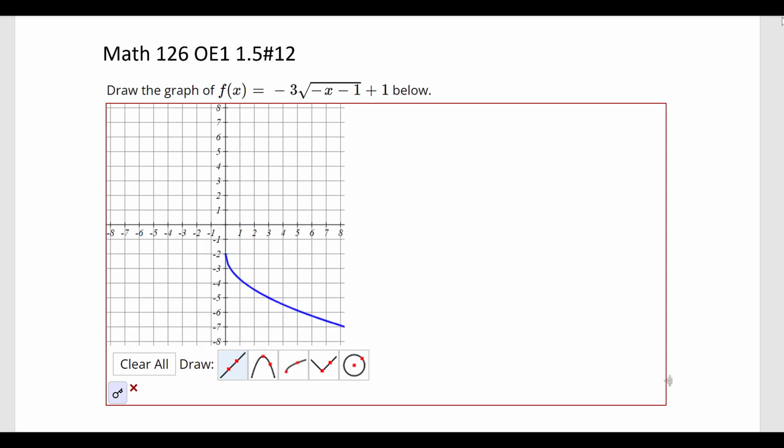This is 1.5, number 12 from the Math 126 open enrollment class. And graphing these can be a little interesting. There's a couple ways to go about it. One is you can just think about your original function, like g of x equals the square root of x, and know that's going to start here at (0, 0), go through (1, 1), go through (4, 2). And those are the nice points to come across for this.